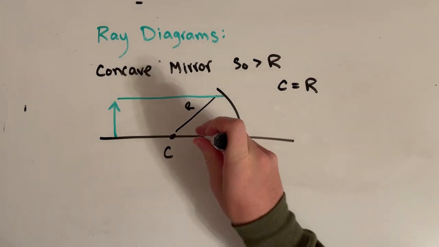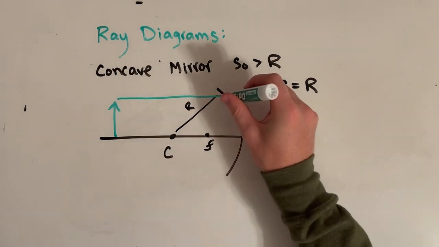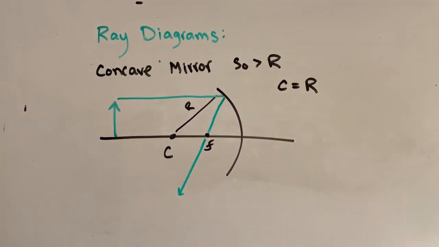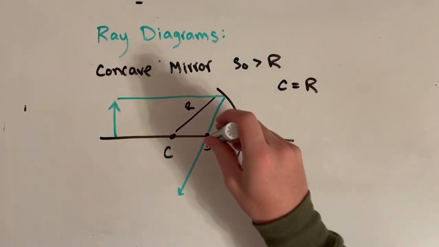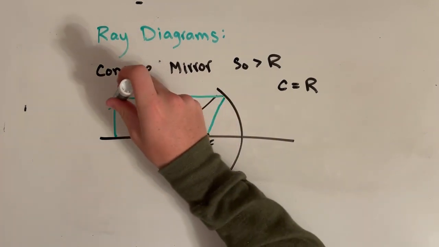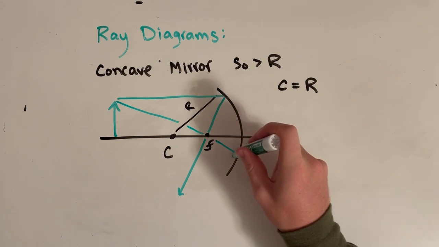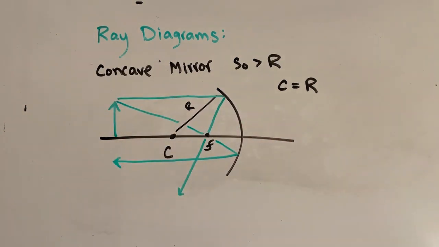Focal point is half right here. It's going to be reflected back through this point, and it's going to continue this direction. Okay. Our second one is going to be drawn through the focal point and then parallel to the principal axis. So I'm going to try my best. Here, through the focal point, and then it's going to be reflected parallel to the axis. So that's our second ray diagram.